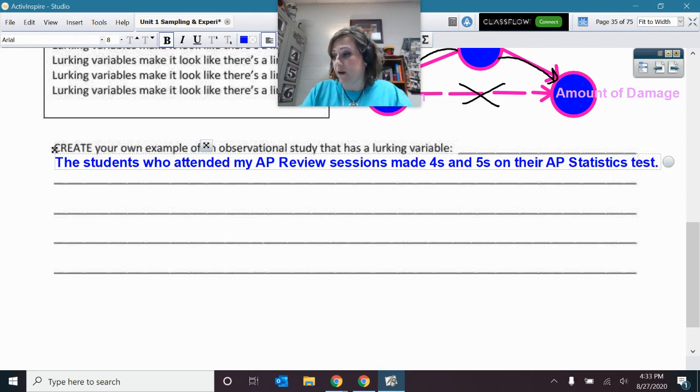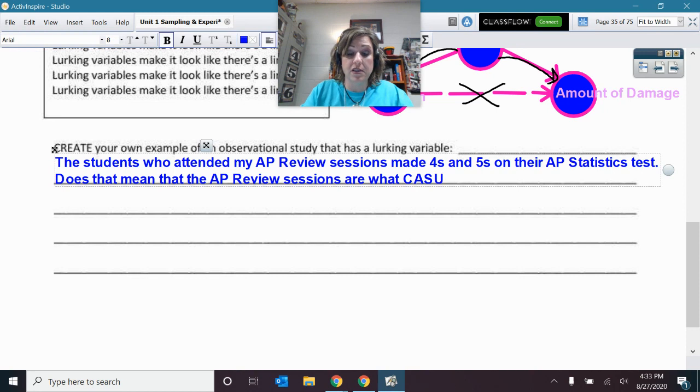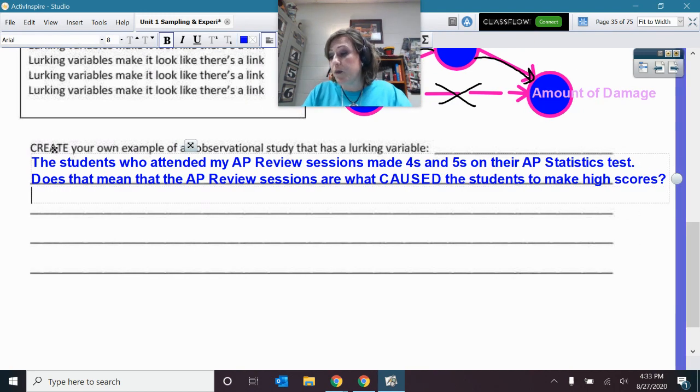All right. Now, does that mean that the AP review sessions are what caused the students to make fours and fives? Okay. And I hope that you can reason that that is not necessarily true. Okay. There is some other thing happening there. Do you know what that is?